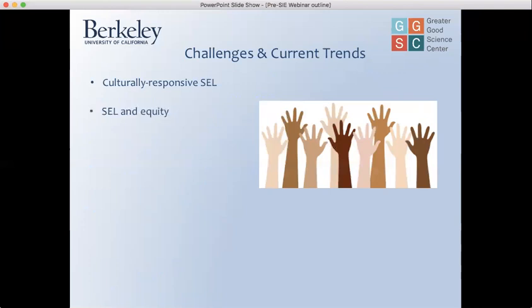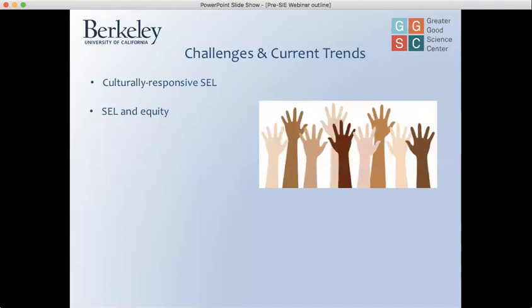SEL and equity. This is one of the biggest challenges faced by the SEL field right now, and it is actually working very hard to address it. Oftentimes SEL has been used as a compliance tool for students coming from disadvantaged backgrounds or as an anger management strategy in order to mask the strong emotions that result from being faced with racism, prejudice, and economic inequality on a daily basis.